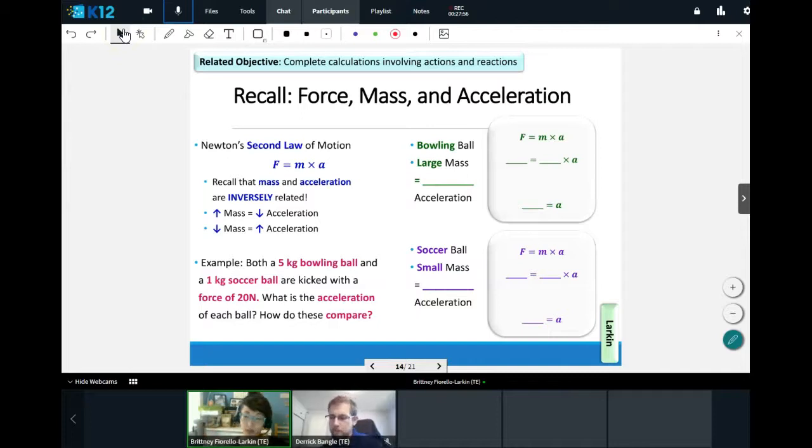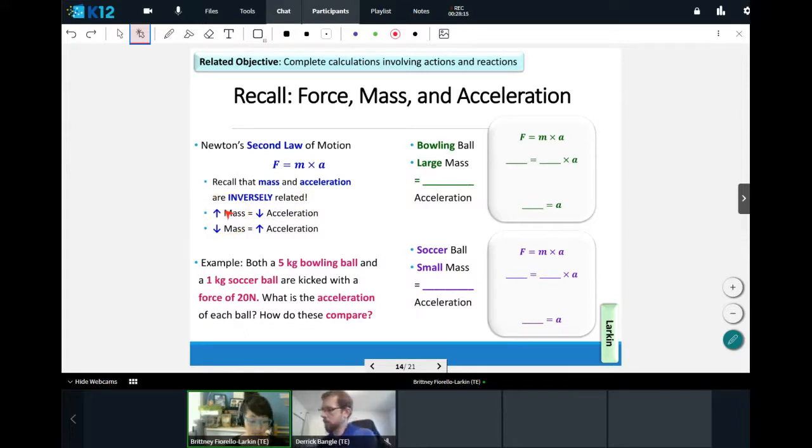So as we move throughout the rest of the unit, we're going to be connecting all the different laws of motion together. So Newton's second law we reviewed at the start of class, which is that force equals mass times acceleration, or F equals ma. Now remember that mass and acceleration we learned are inversely related.